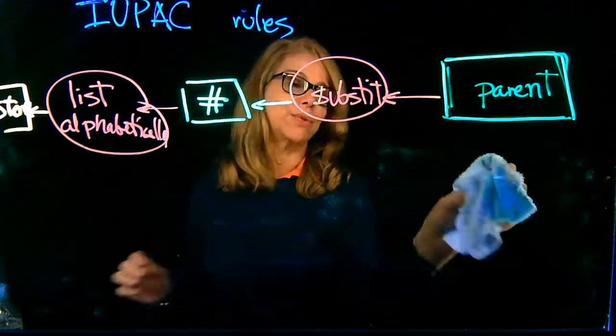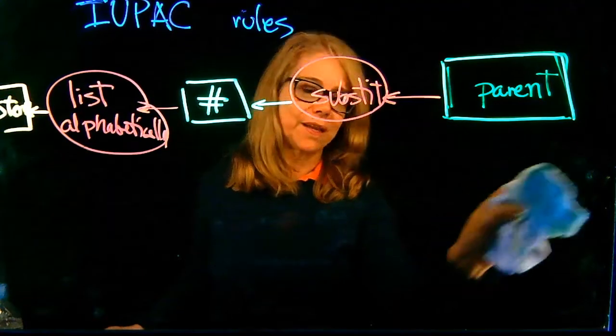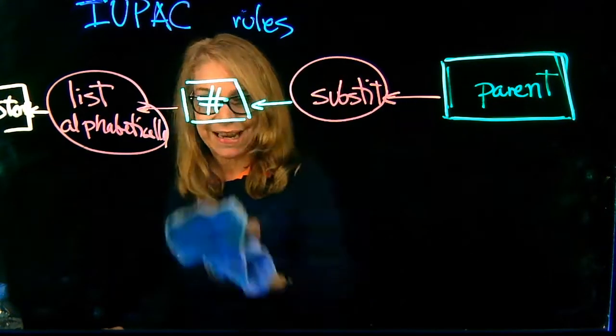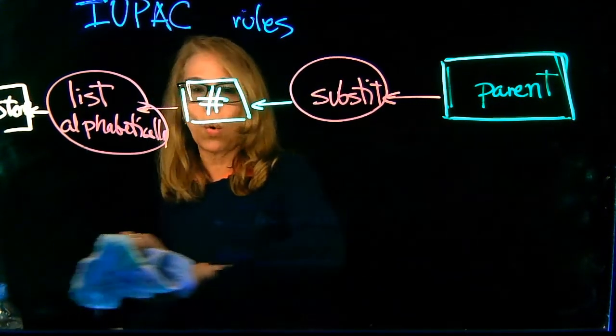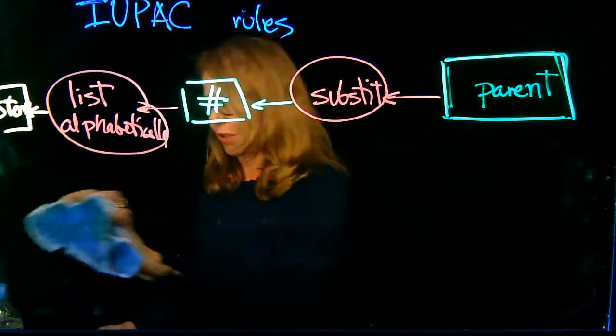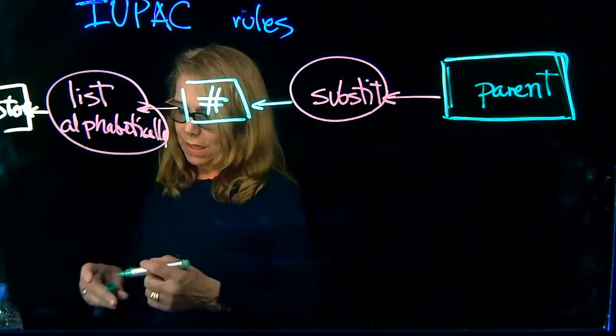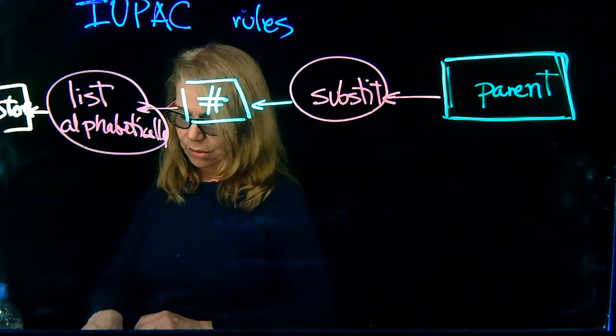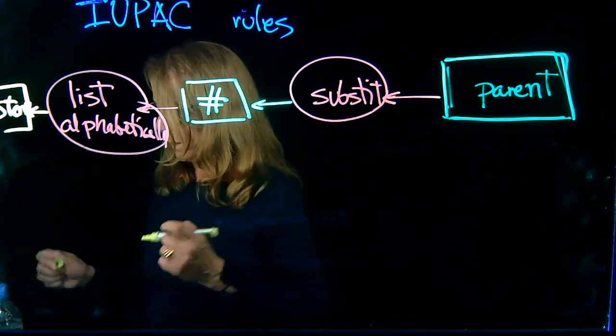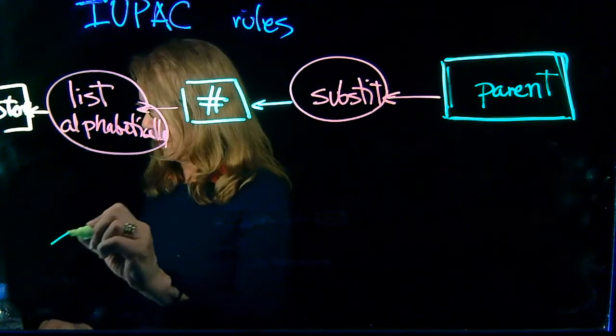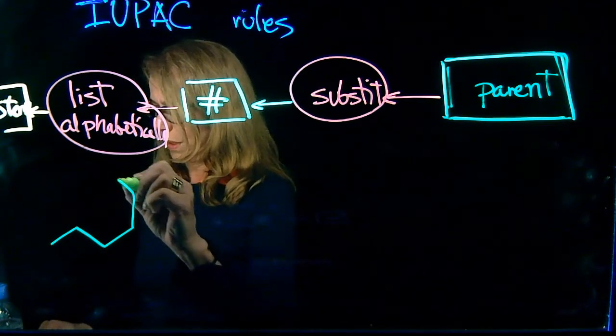So we need to learn those prefixes. And we know that the termination is ANE for alkanes and YL when it is a substituent. So let's do one more example. So here I go. Let's see. My new example is the following.